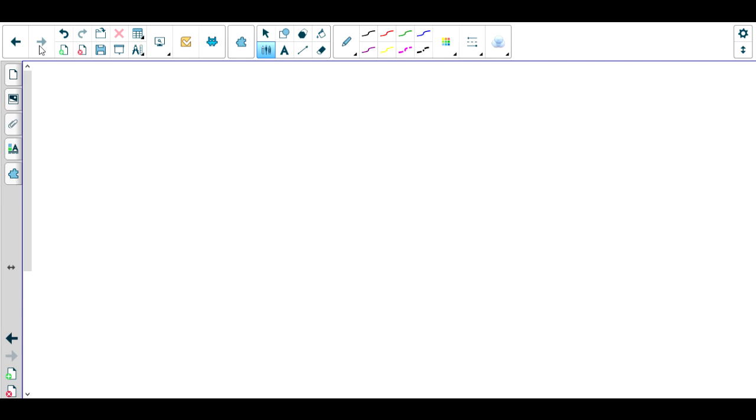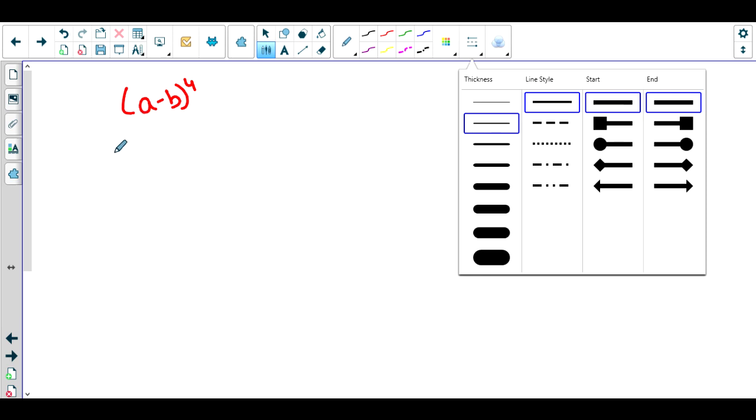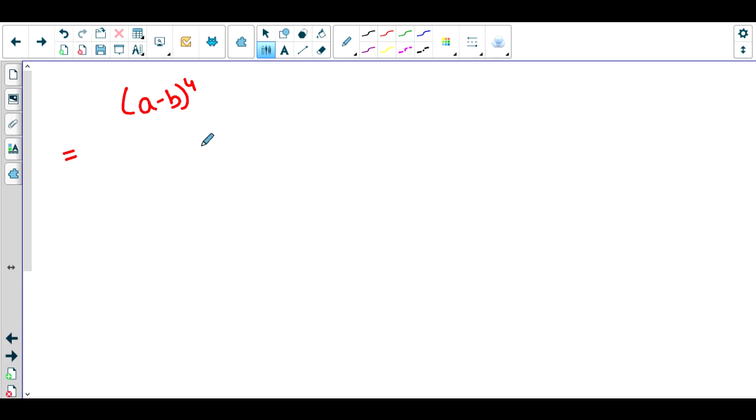There is a question in the book. It says expand (a - b)^4. Let us do some simplification practice. It is good. It's like tuning yourself. You should do simplification practice. We want to get the formula by expanding it. So how can we expand?